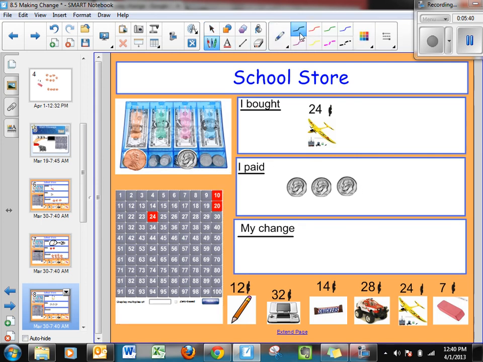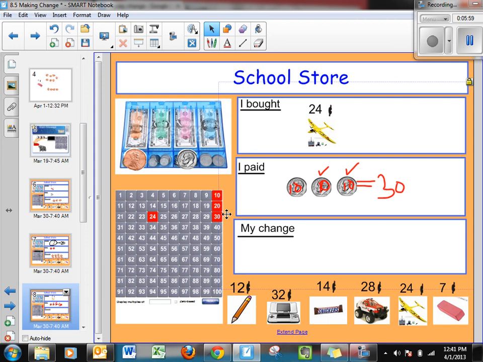Now to figure this out, a dime again is worth 10. So I have 10 here, this one's worth 10, this one's worth 10, which all together would equal a total of 30 if I counted by tens. It'd be 10, 20, and 30. Now that I've figured out how much money I paid, which was 30 cents, just like we've been talking about, you need to start at what you paid for the item. So start at what it cost.